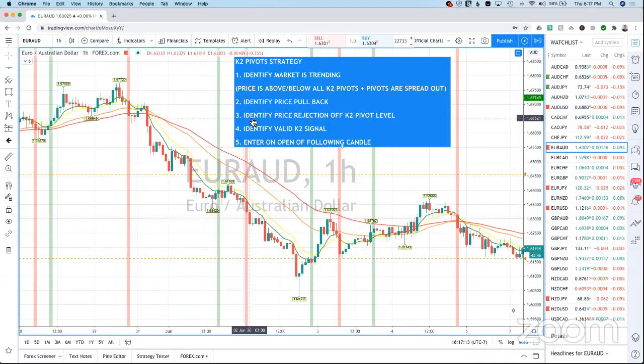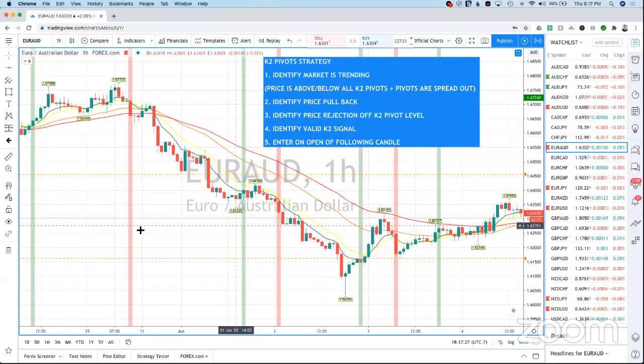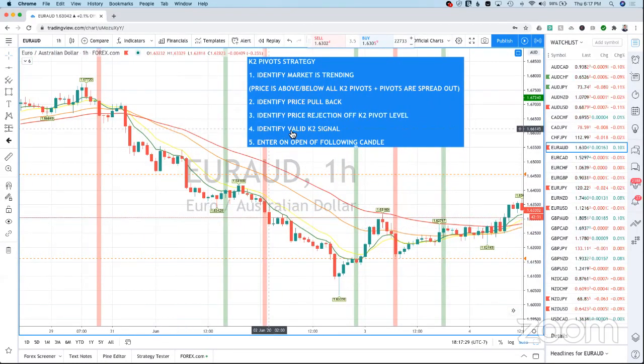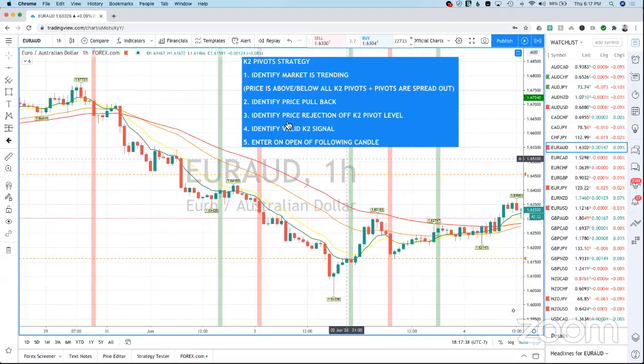Next, you want to identify, or sorry, so that's number 3. So number 1, price is trending downwards. Number 2, there's a price pullback right here because price came down, pulled back. Number 3, we identified a price rejection right here off this level 2. And then number 4, you want to identify a valid K2 signal. So right here, we have a valid K2 signal. It's a sell signal with a red bearish candle. So all 4 requirements were met.